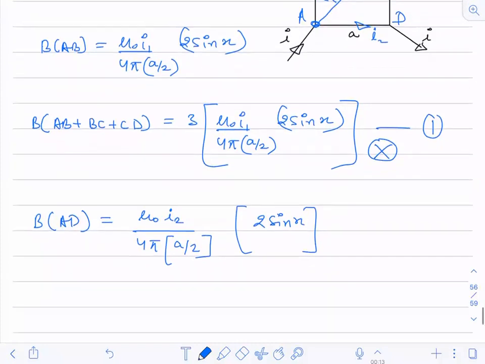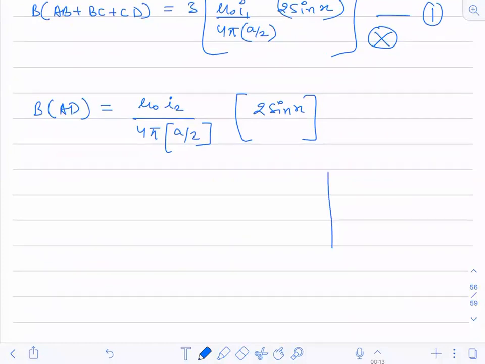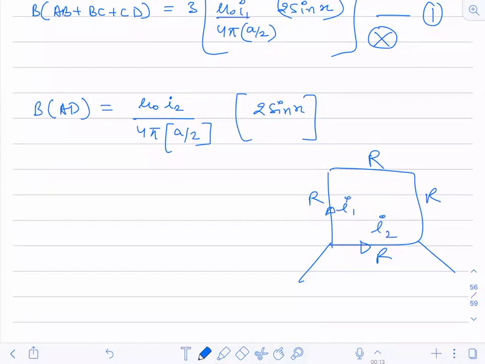So can you see this? This was the structure. Assuming that this is also R, this is R, and this is R, and this is also R, and the current follows this path. This is I1, this is I2. So what is this resistance now? I can find it out like this.